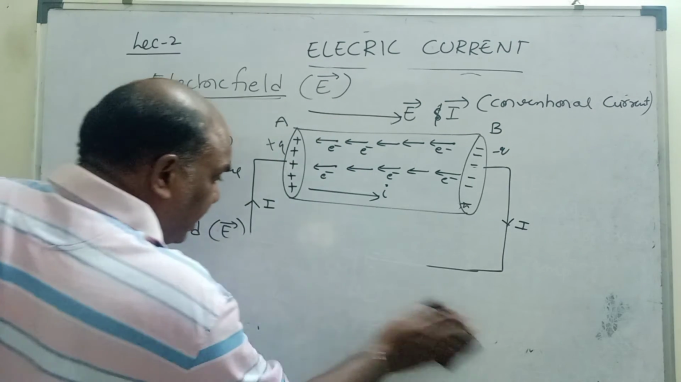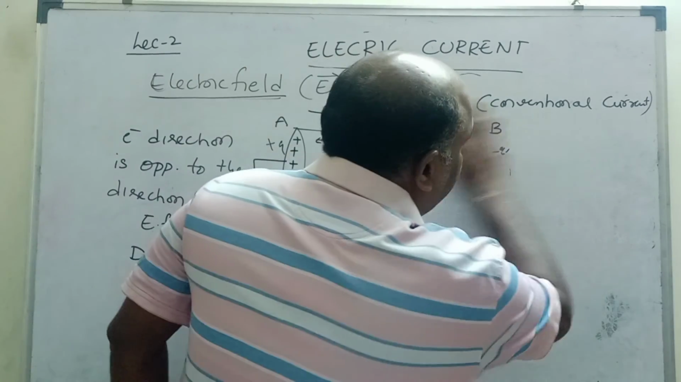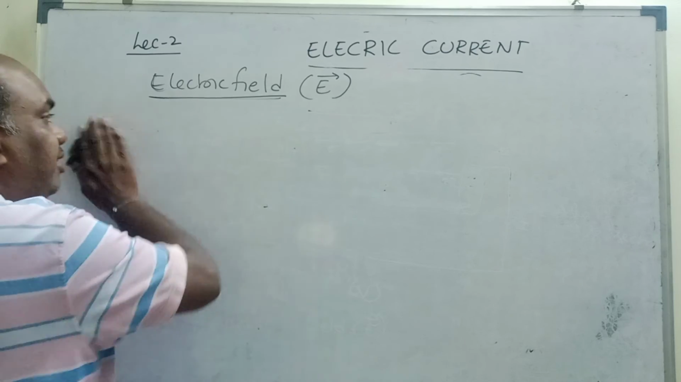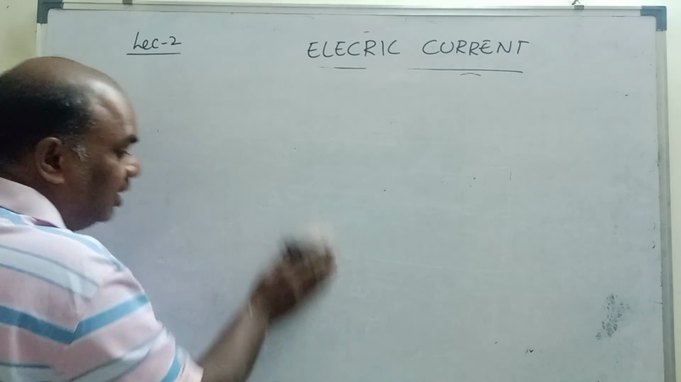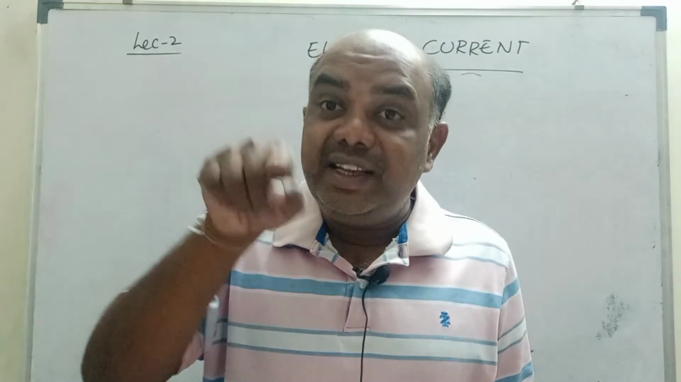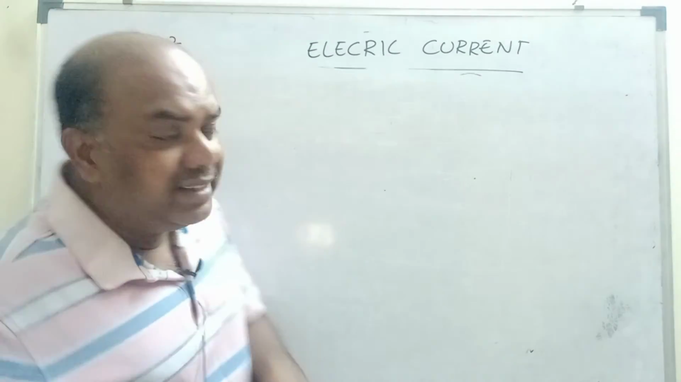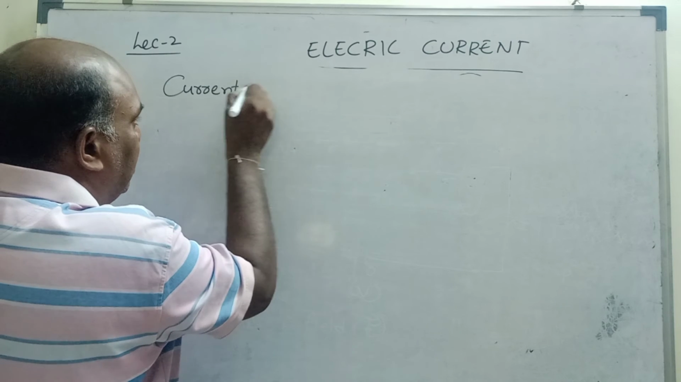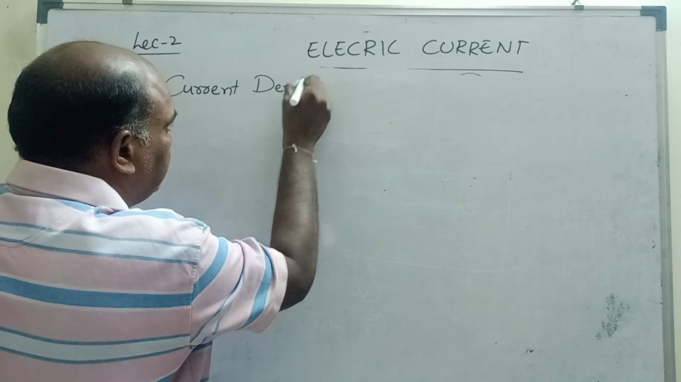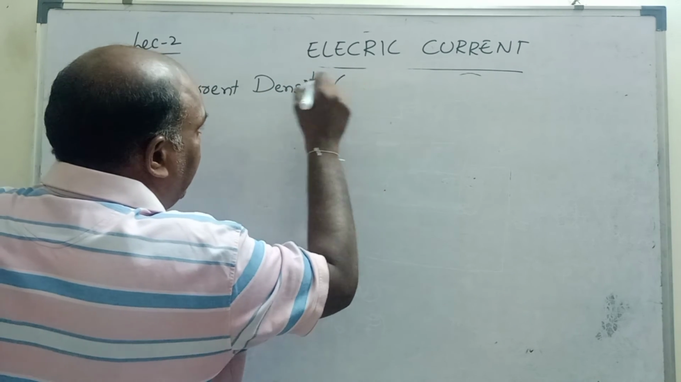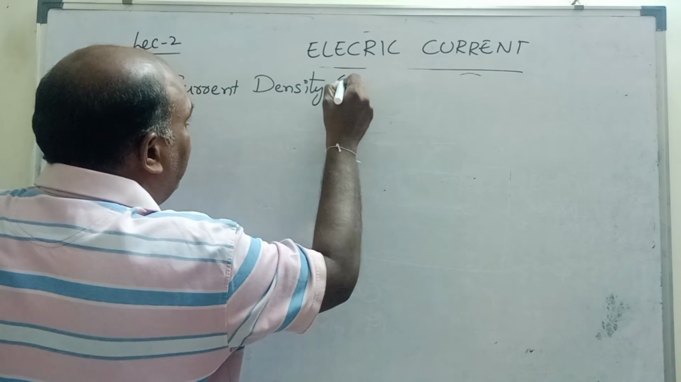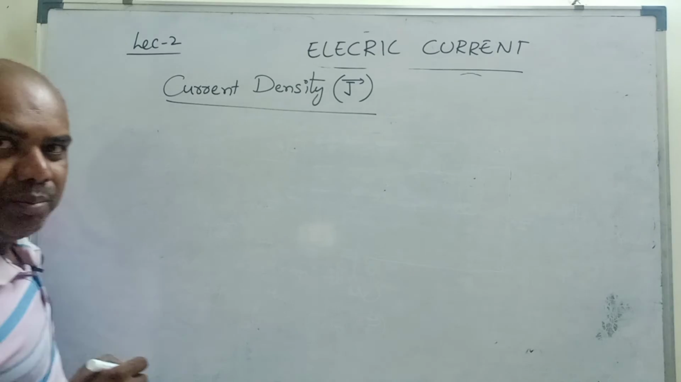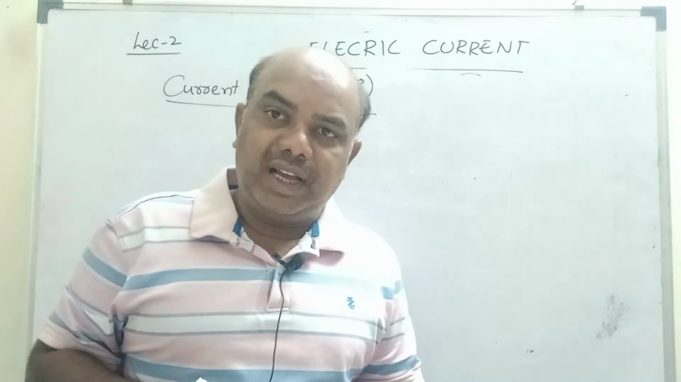Next, we are going to see current density. What is meant by current density? That is also important. Is current density scalar or vector? Current is a scalar, but current density is a vector. Why is current density a vector? That we will see. Current density, important, children, is denoted by J bar. Whenever I say bar, that is a vector quantity. J bar is nothing but current density.